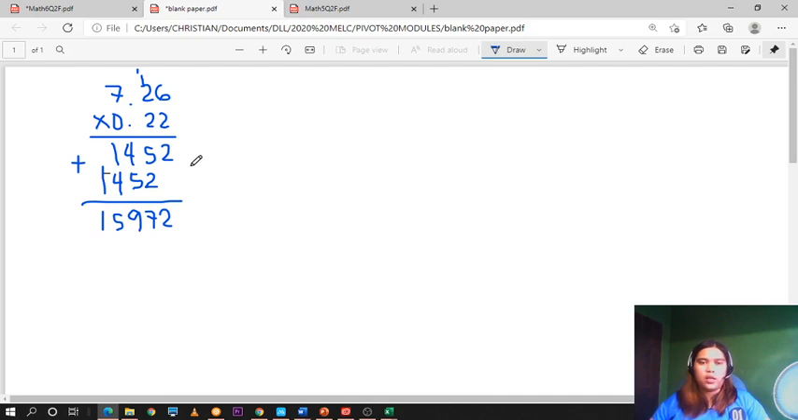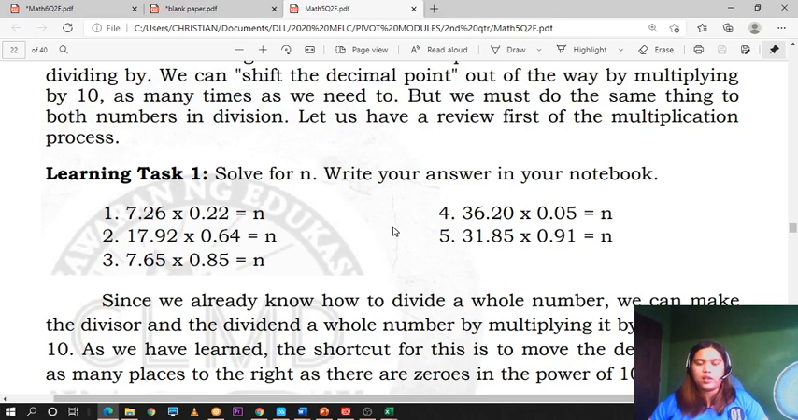So ngayon, paano natin ilalagay yung decimal point? We will count the number of decimal places na nandun sa ating given. So we have 1, 2, 3, 4. So nandito po ang decimal point. So ito po yung ating magiging answer sa number 1. So 1 and 5,972 10,000. Okay, so ganun lang po ang gagawin natin sa number 1.